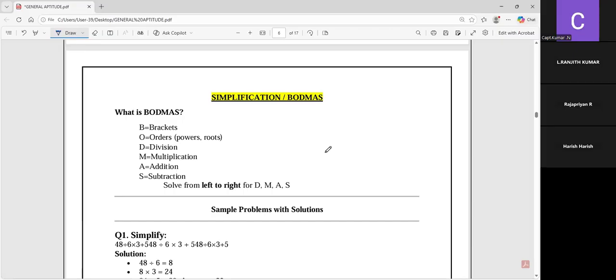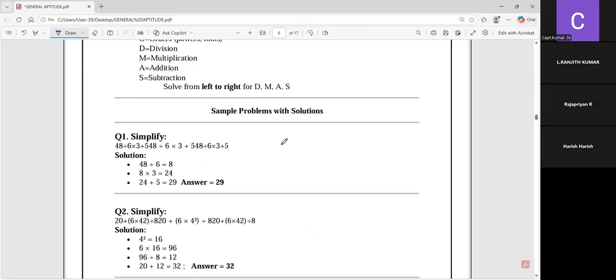We are going to solve the problem from left to right. What is left to right? This is nothing but D, M, A, S, left to right. See the example. Simplify 48 divided by 6 into 3 plus 5. How to solve this one?